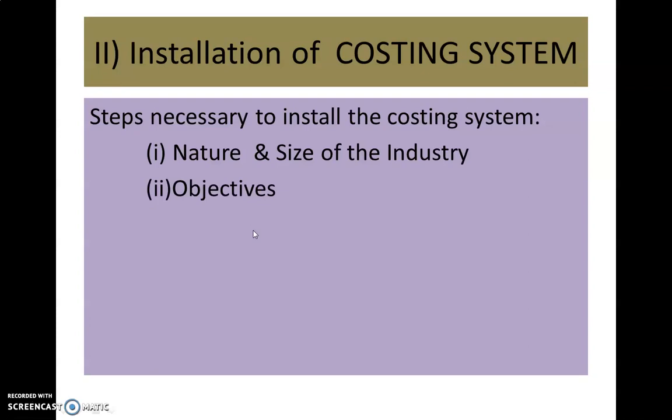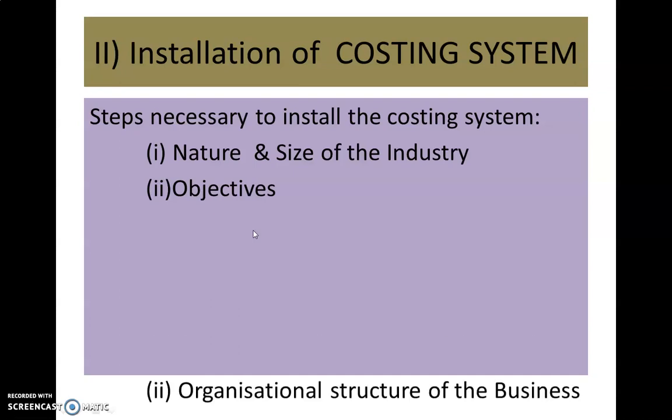So, the second one is called objectives. While installing the cost accounting system, the objectives of the system have to be finalized, like material management or fixation of selling price, etc. This is because the approach to install the system will depend on its objectives.